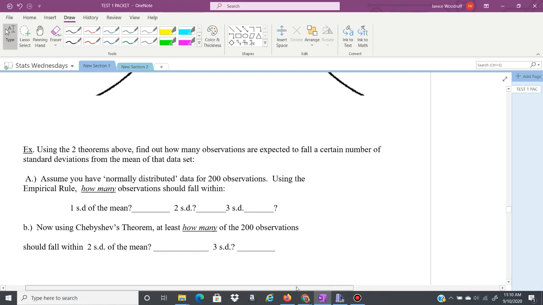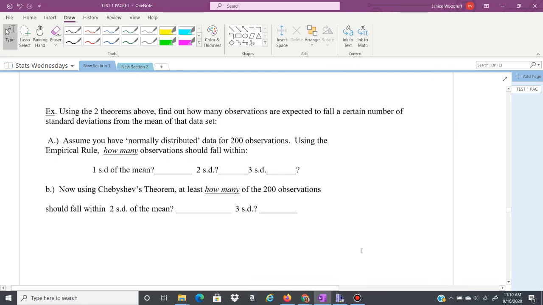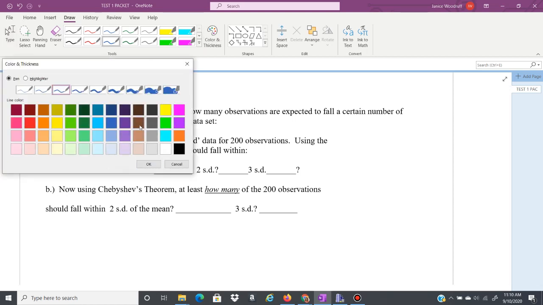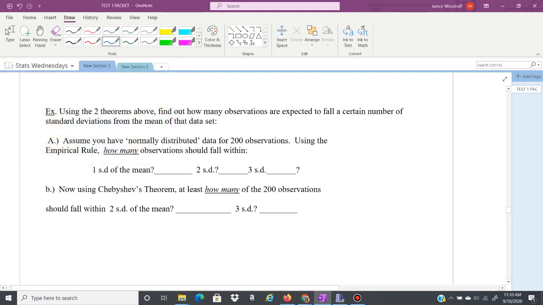Okay, so using the two theorems, how many observations are expected to fall within a certain number of standard deviations from the mean? Assume you have normally distributed data for 200 observations. We want to know how many would fall within these, so we're using the empirical rule.